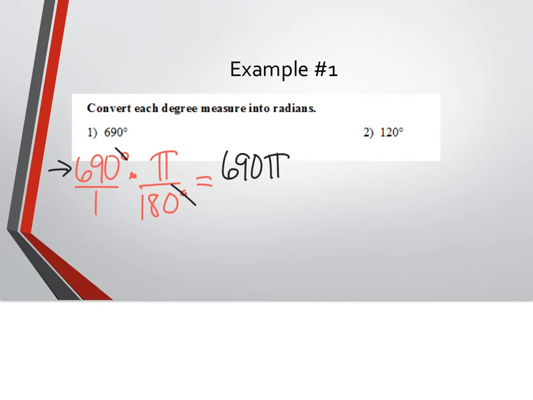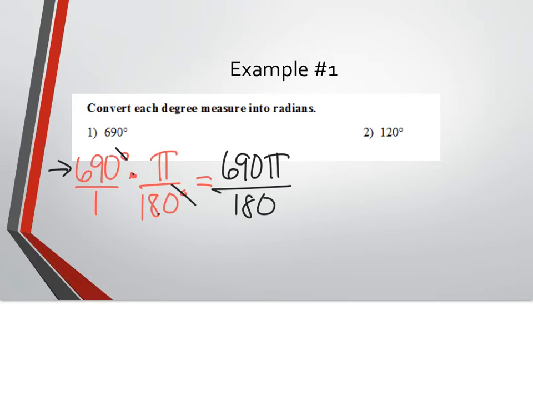On the bottom, 1 times 180 is 180. Now this is your answer, but it's not reduced. Your first job is to see if 180 actually divides into 690 evenly. If it does, you're done. In this case, it doesn't. So we do not write decimals with pi. So what we do is we think of pi as a variable, so it's just going to sit there.